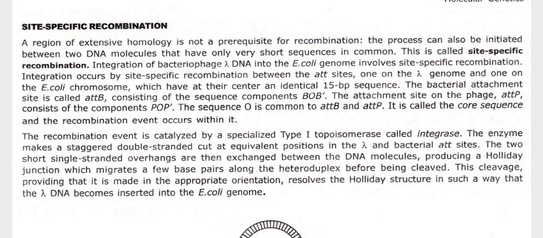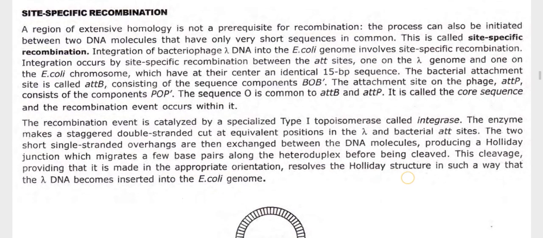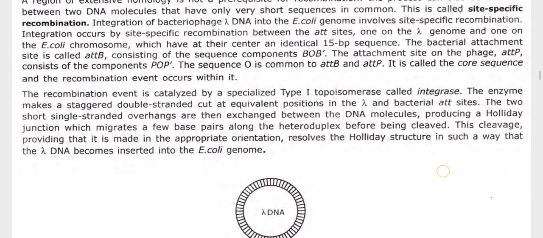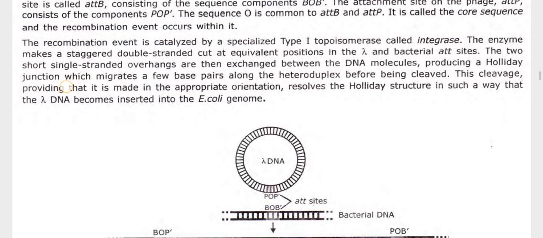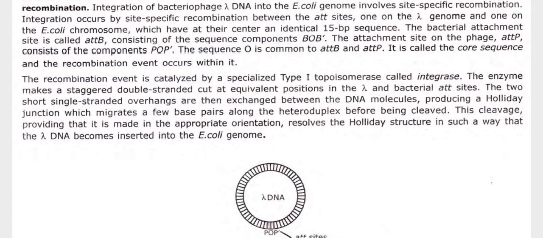Integration of bacteriophage lambda DNA into the E. coli genome involves site-specific recombination. Integration occurs by site-specific recombination between the att sites, one on the lambda genome and one on the E. coli chromosome, which have at their center an identical 15 bp sequence. The bacterial attachment site, called attB, consists of the sequence components BOB'. The attachment site on the phage, attP, consists of the components POP'. The sequence O is common to attB and attP. This is called the core sequence, and the recombination events occur within it.